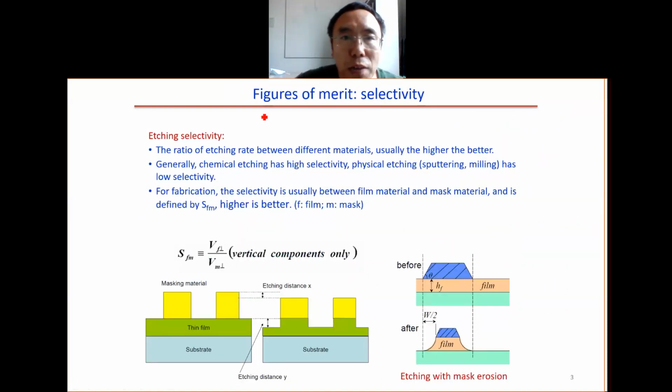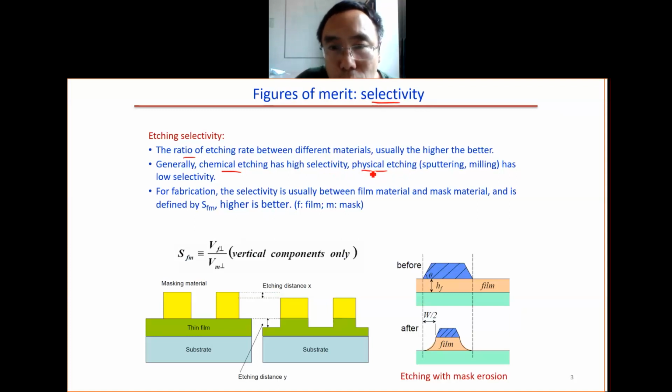Now let's look at the figures of merit. The first one is the selectivity. The selectivity is the etching rate ratio between different materials. Usually we want higher selectivity. That means the etching rate of one material is much higher than other materials. But generally, chemical etching has very high selectivity, while physical etching has low selectivity.